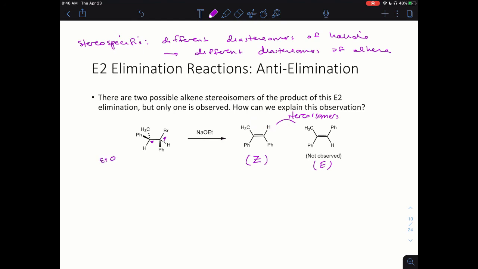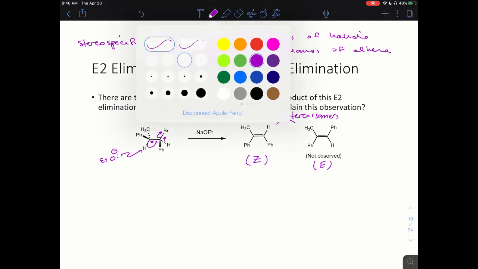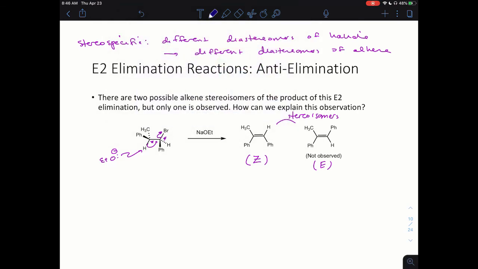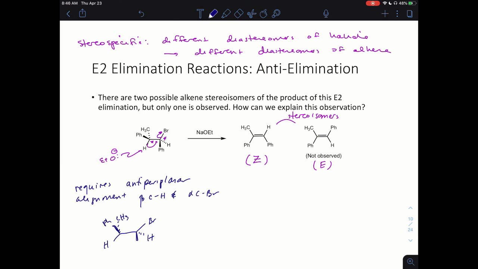We've already drawn the mechanism. We have ethoxide deprotonating the beta hydrogen and then bromide leaving. But in order to explain why only the Z isomer is formed, we need to remember that this requires anti-periplanar alignment of the beta CH and the alpha CBr bonds. And we have drawn this picture before, and we're going to draw it again and again and again. This time in a slightly more complicated example.